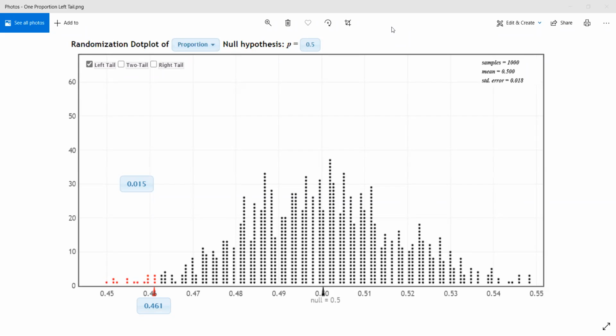What is the alternative hypothesis? P is less than 0.5. Exactly right, because it's a left tail test. Left tail means less than, all right? Tell me what the p-value is. Assume that I've entered into the box at the bottom here the sample proportion, 0.461. Suppose that's the sample proportion. What is the p-value?